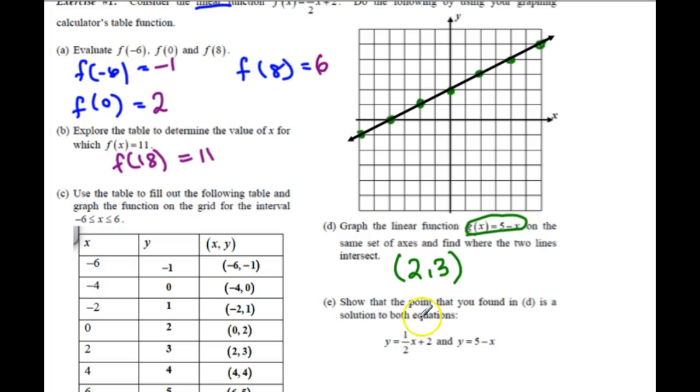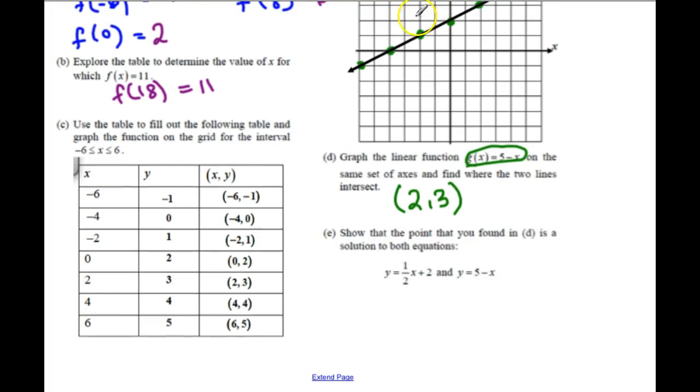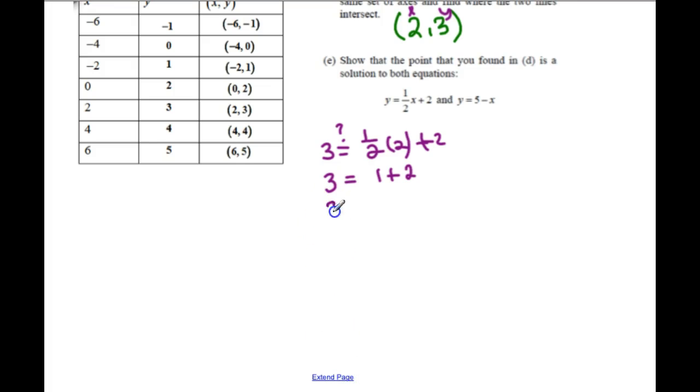If you're not sure how to do that, go back to your graph and look at it. Pause the video, rewind. And then the last part of this video, the question says, show that this point is a solution. So remember, this is your x, this is your y. I'm going to substitute those values. So this becomes 3, is it really equal to half of 2 plus 2, sorry. This is 3 is equal to half of 2 is 1 plus 2. This becomes 3 is equal to 3. That's correct.